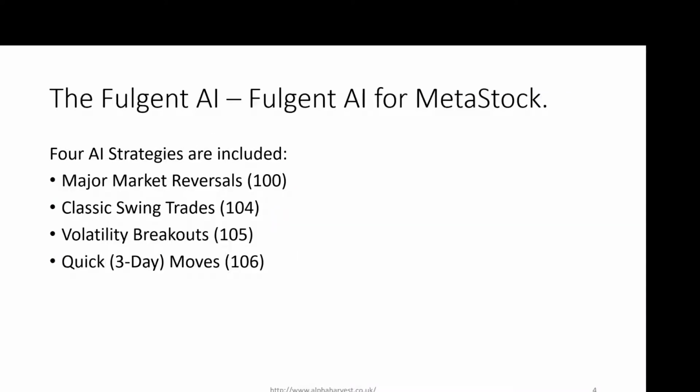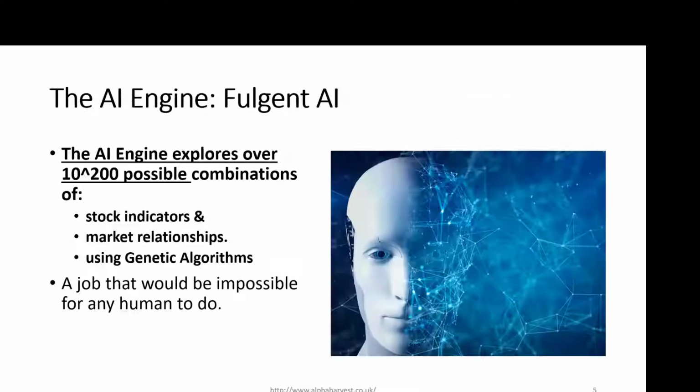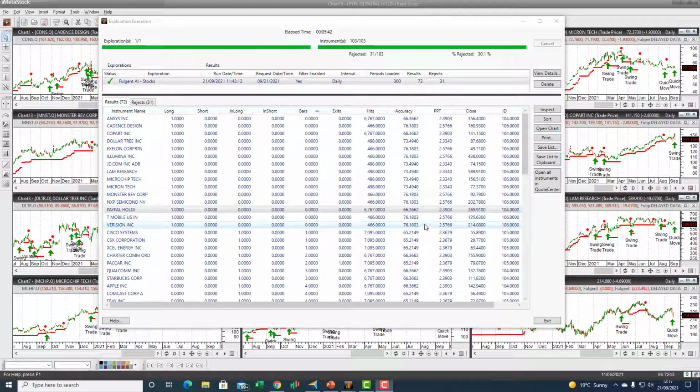We'll be focusing on 4 artificial intelligence trading strategies: major market reversal, classic swing trades, volatility breakouts, and quick 3-day moves. We use the Fulton AI engine that sits on the Metastock platform. Just to recap, this AI does 10 to the power of 200 different possible combinations of stock market indicator relationships using genetic algorithms. So it's doing a tremendous amount of computing power to come up with those 4 AI trading strategies. In view of the weakness the last couple of days in the Nasdaq, I thought it was a great time to run the screen to find out if there's any hot new artificial intelligence generated trading ideas.